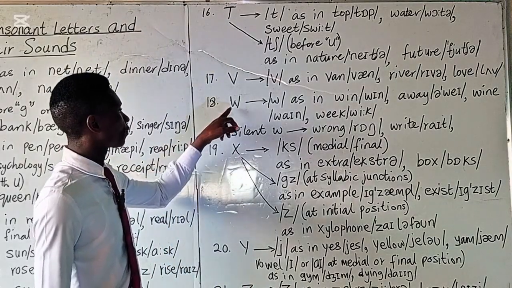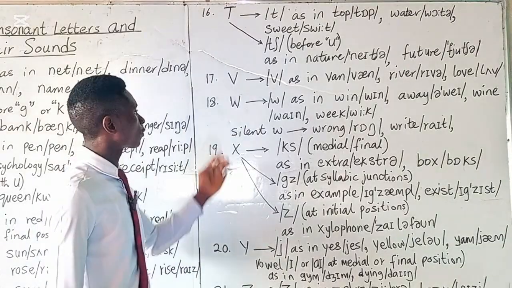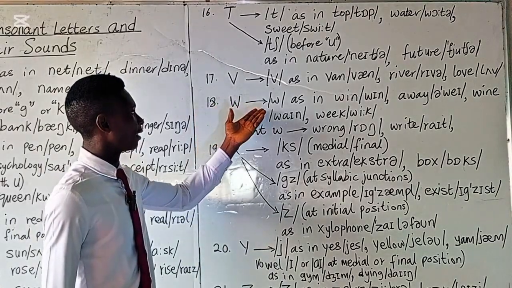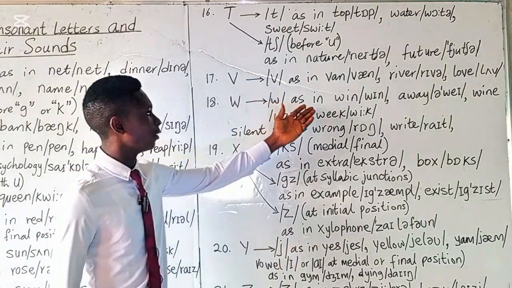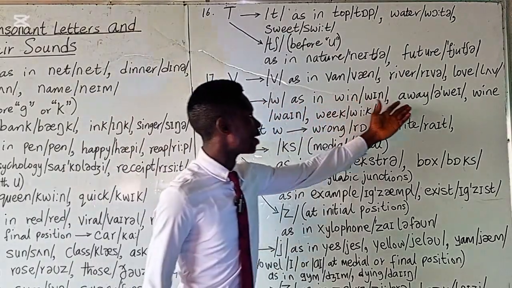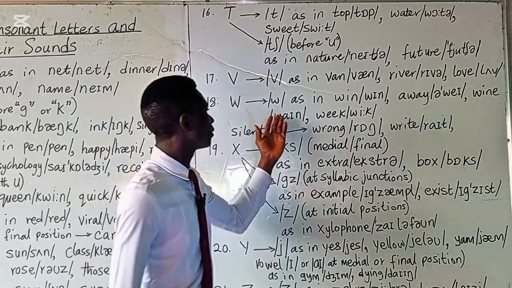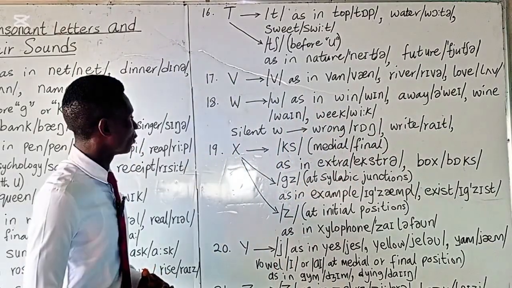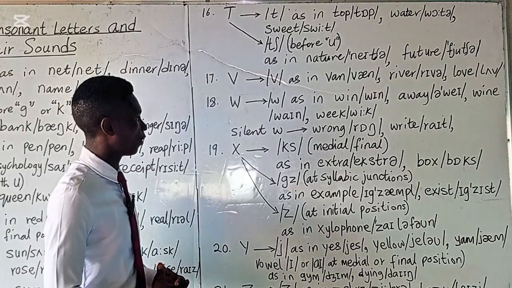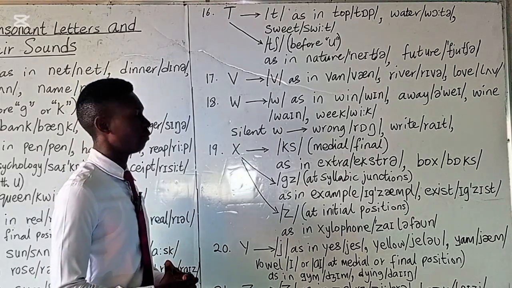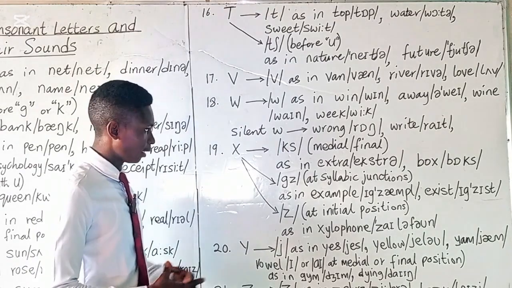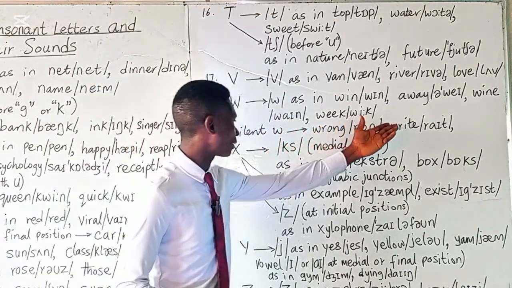Also, we have letter W. Letter W can be realized as w, as in win, away, wine, week. Also, I'd like you to note that W can be silent in some words, like wrong, right.